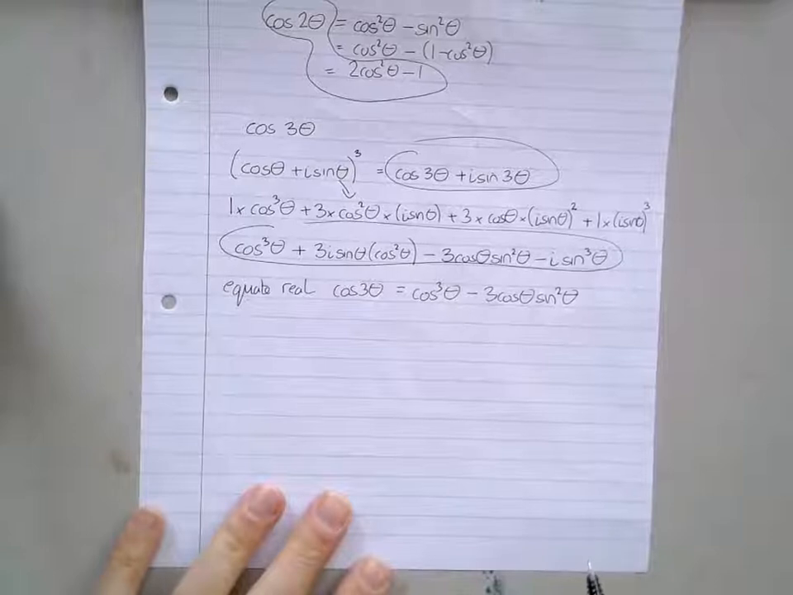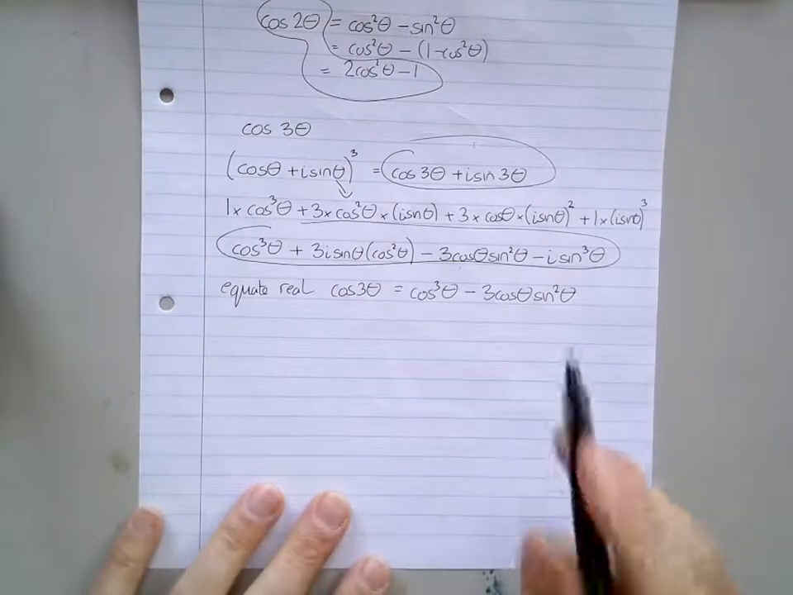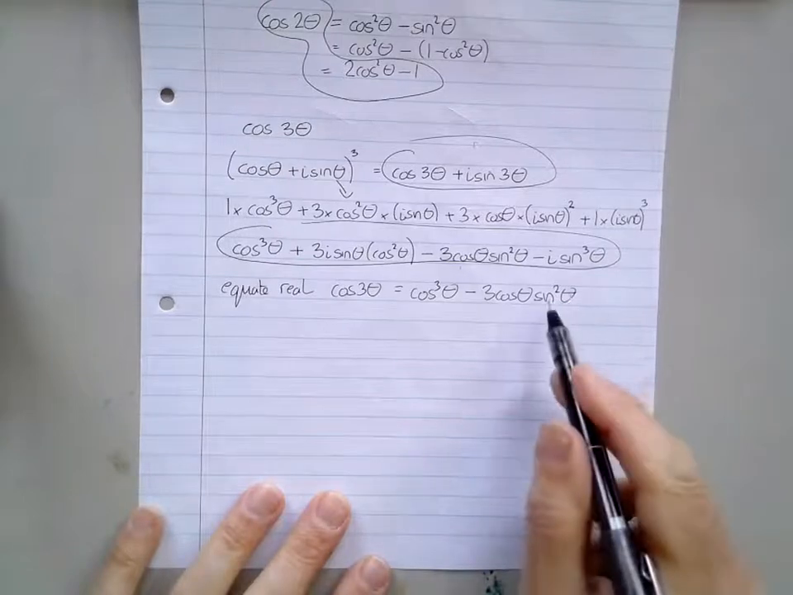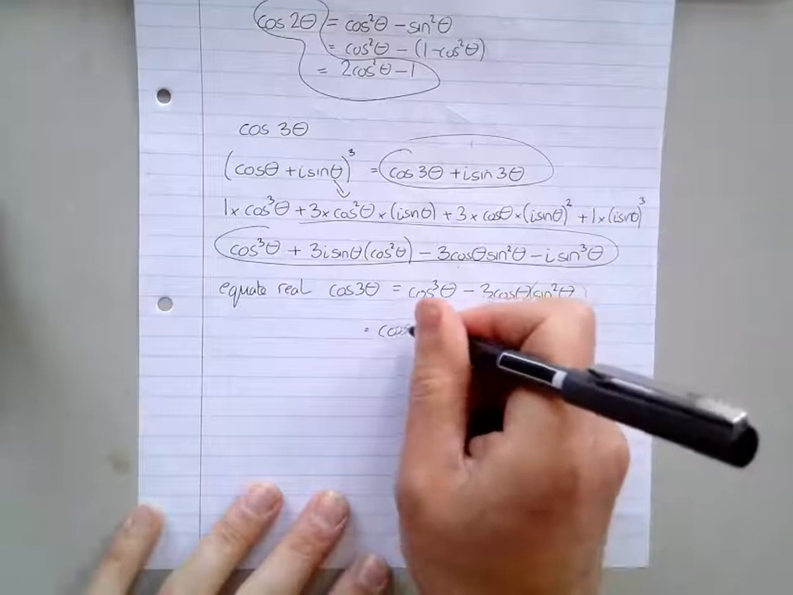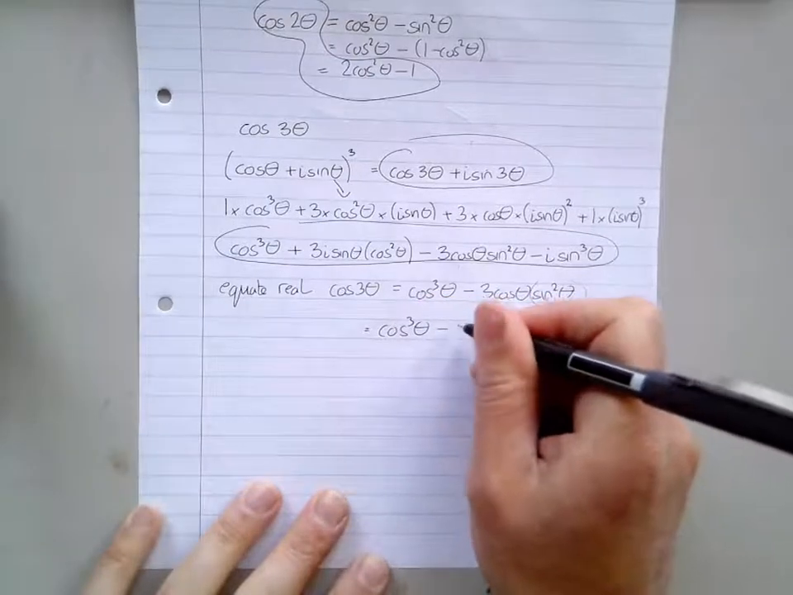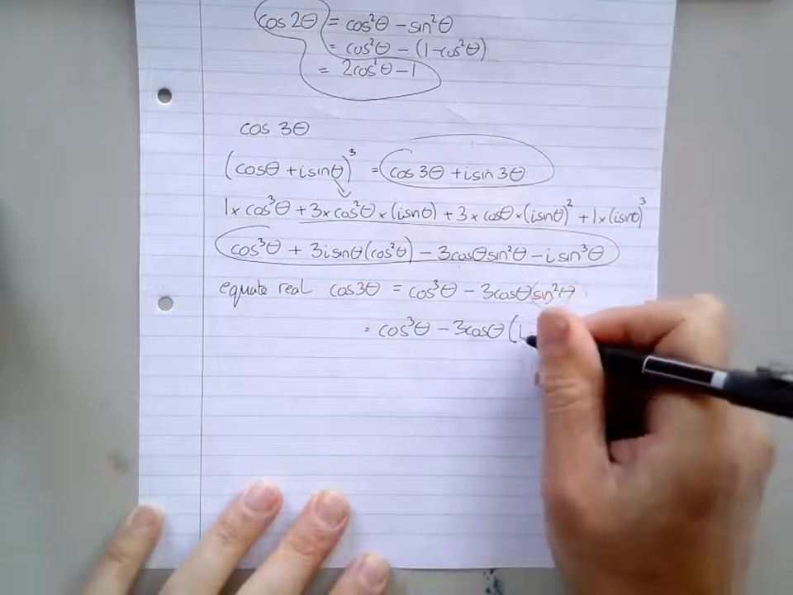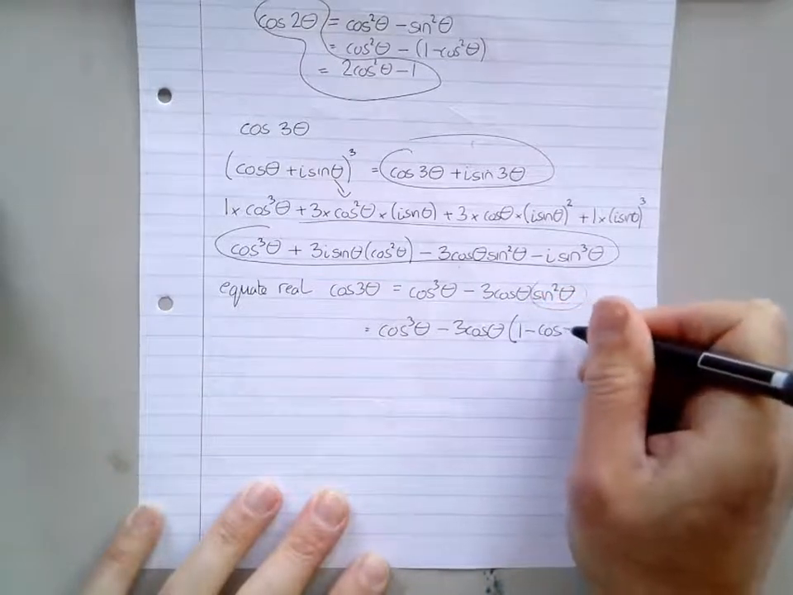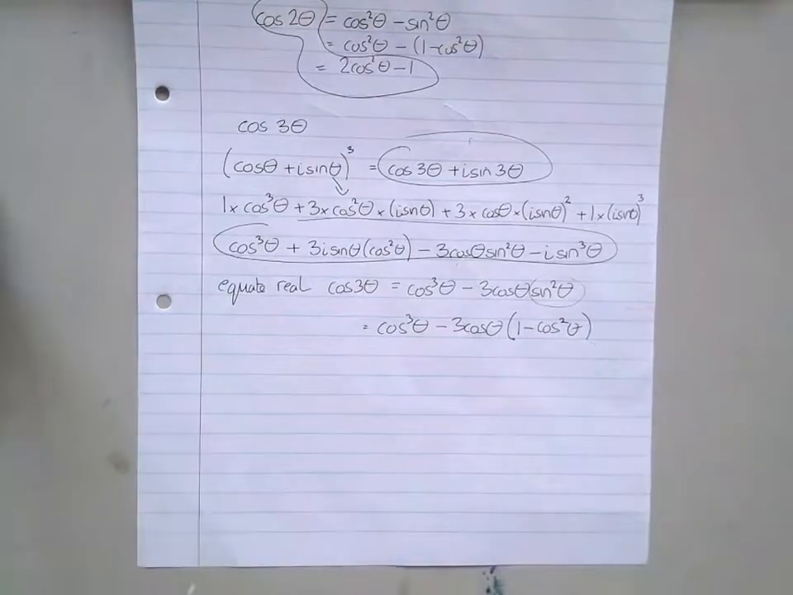Okay. Now I'm trying to write cos 3 theta in terms of just cos theta, so I need to do a little bit of fiddling here. I basically need to do something with this here. Using the standard identity that sine squared plus cos squared equals 1, I can rewrite that as 1 minus cos squared theta, like that.